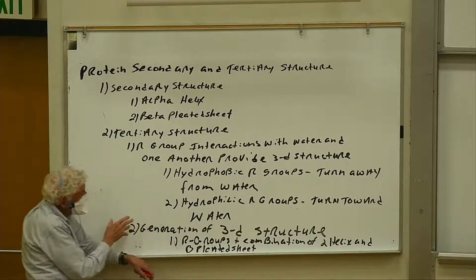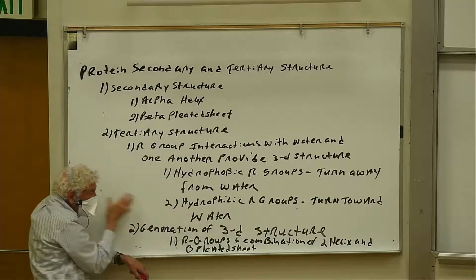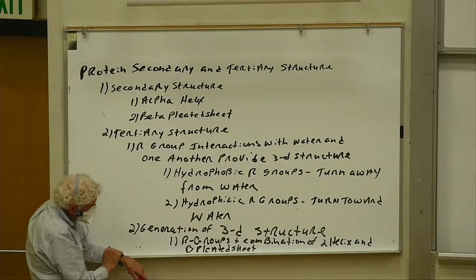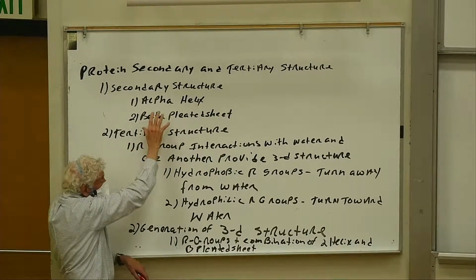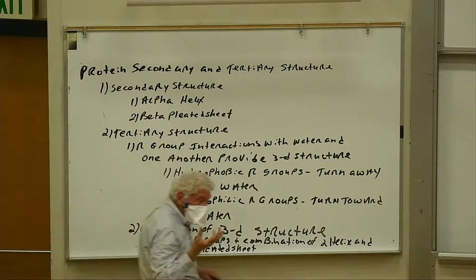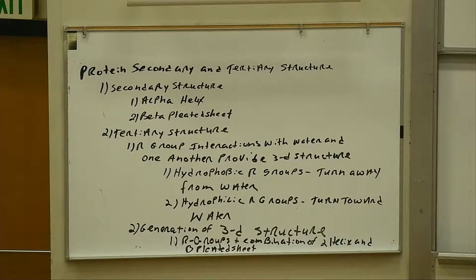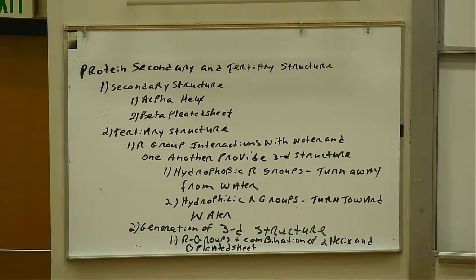And so we're going to have to think a little bit about where this three-dimensional shape comes from. We're going to see that it's a combination of the secondary structure and the orientation of the R groups with respect to water. And I hope there's time. I didn't get to it in the first section.